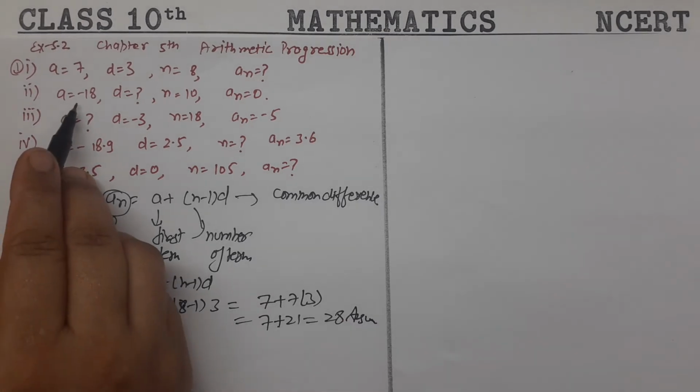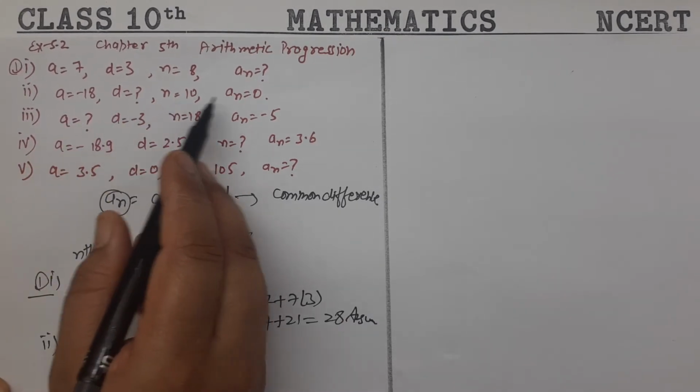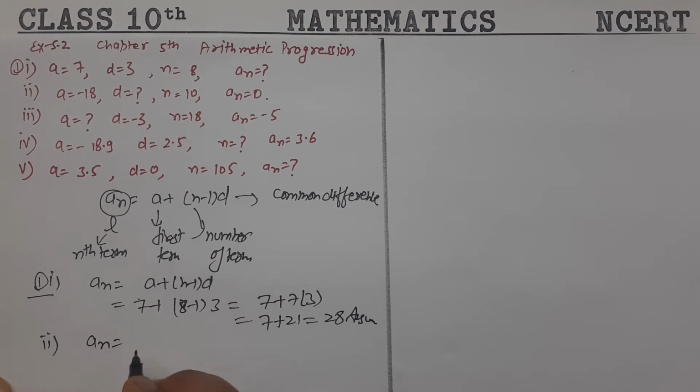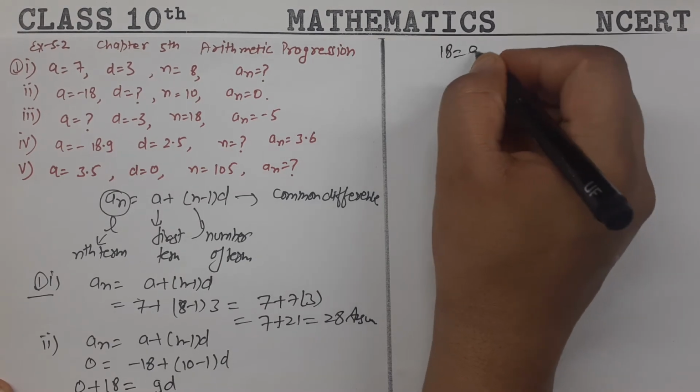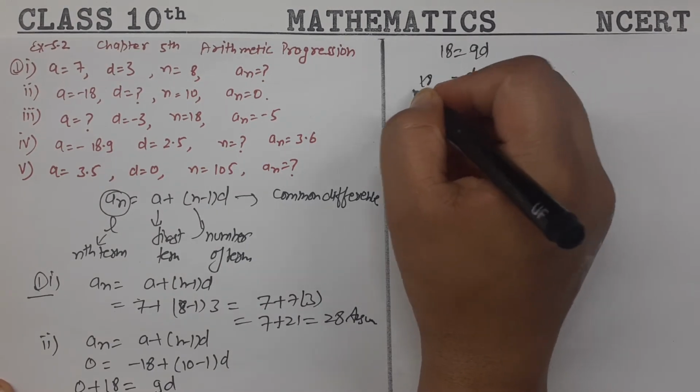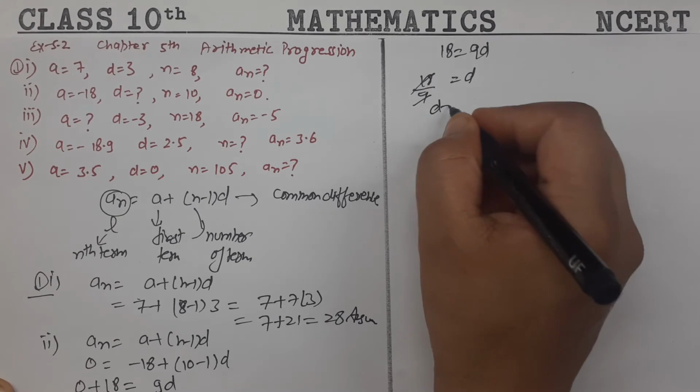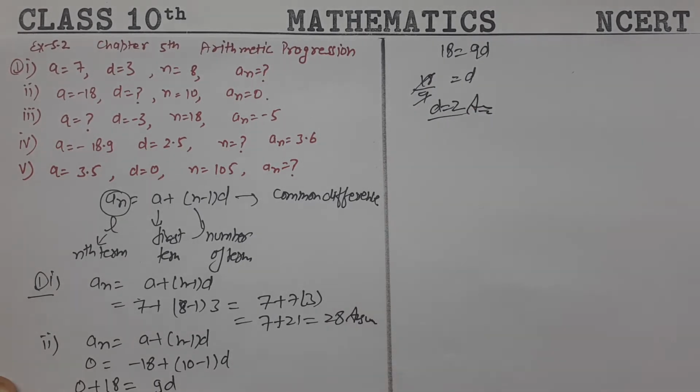Second part. A is minus 18, we have to find D, N is 10, An is 0. Apply formula. An is 0, A is minus 18 and 10 minus 1, D we have to find. 18 comes to the left hand side, becomes positive, 9D. Then D is equal to 18 by 9, makes 2. Answer.